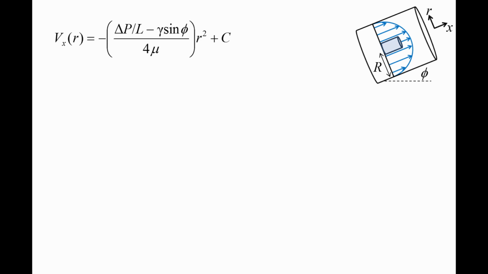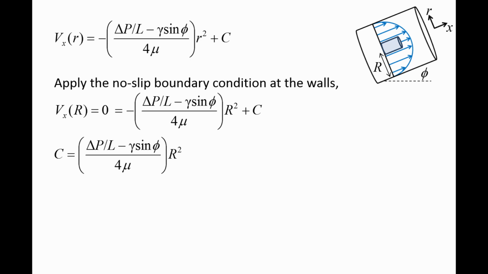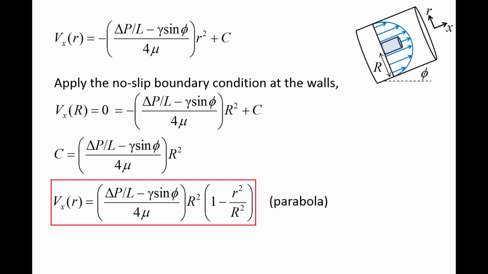To determine the constant, we must apply a boundary condition. At the walls, we have the no-slip boundary condition. When the radius is capital R, the velocity is 0. This allows us to solve for the constant c and plug this expression for c into the equation for Vx. Vx is equal to the quantity delta P over L minus gamma sine phi, divided by 4 mu, times capital R squared times the quantity 1 minus lowercase r squared over capital R squared. This equation describes a parabola.